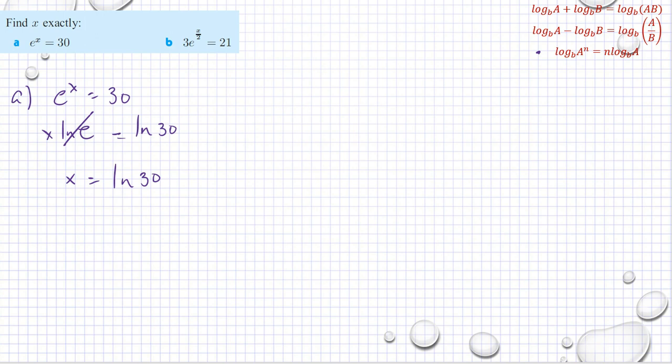Okay. And then for b, we have 3 multiplied by e raised to x divided by 2 is equal to 21.